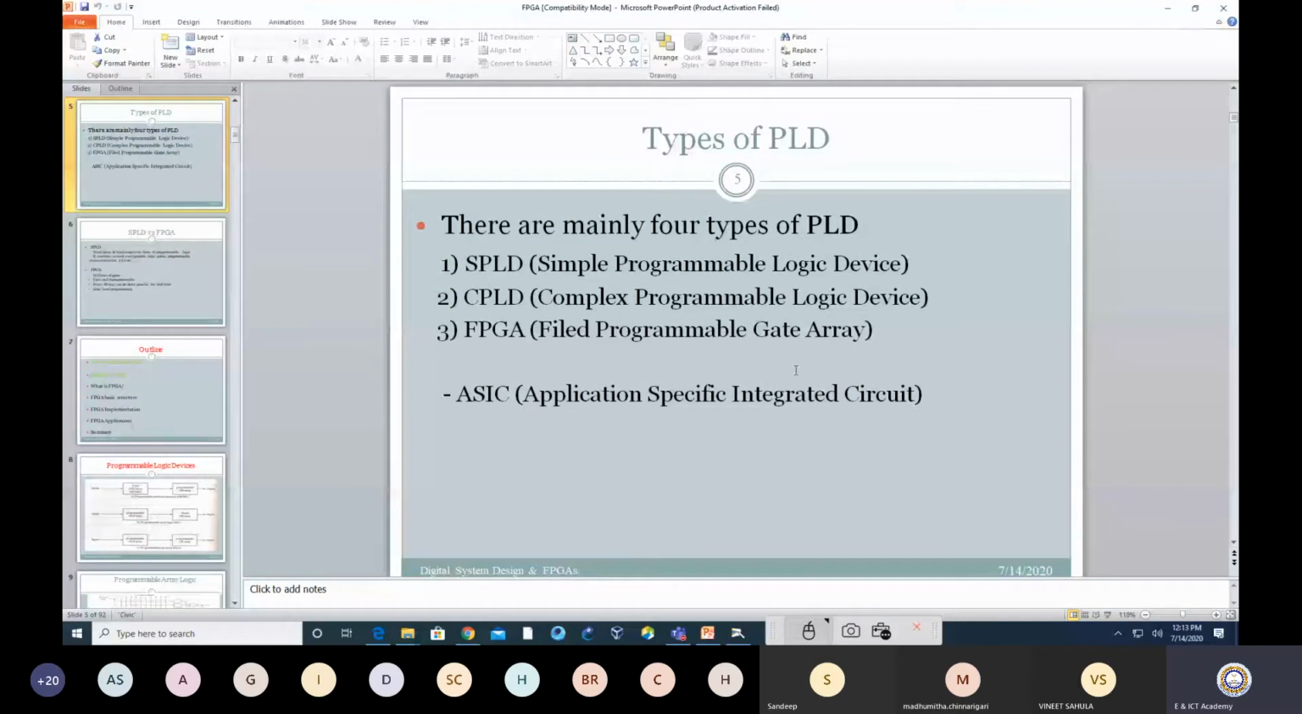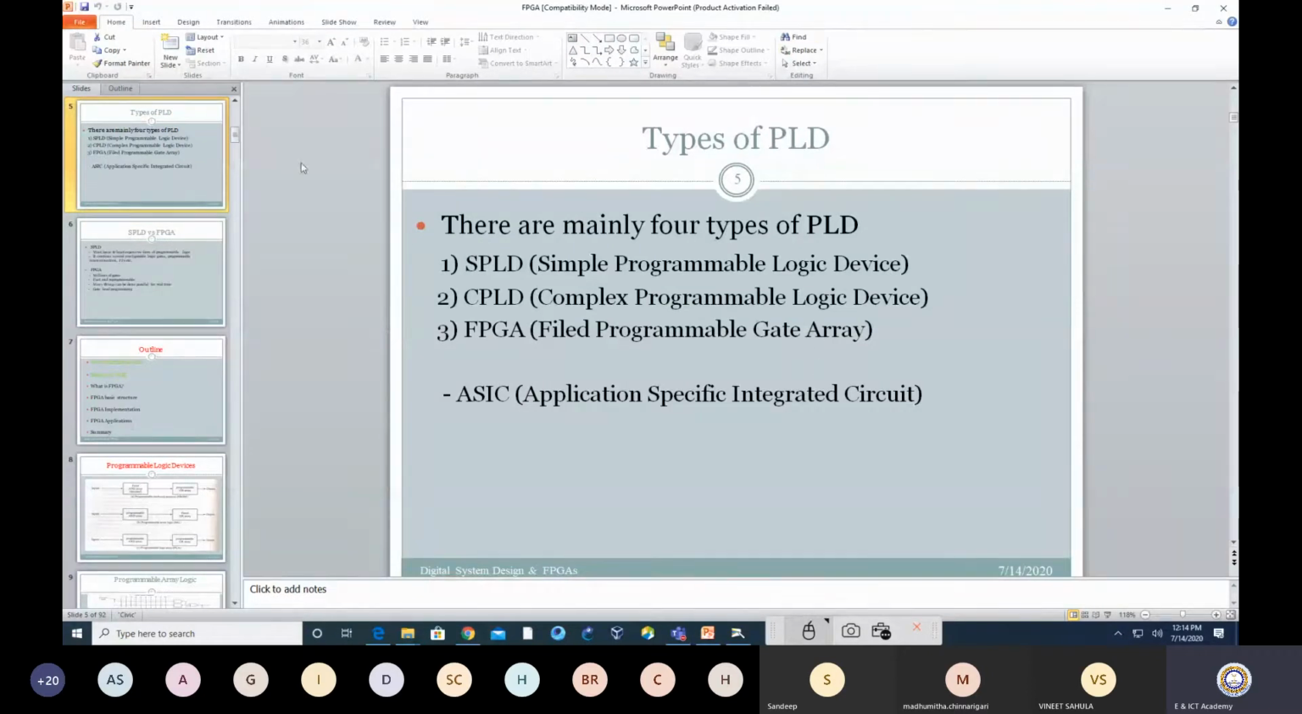Now, the types of PLD that we have are SPLD, which is a simple programmable logic device, CPLD, which is a complex programmable logic device, and FPGA. Simple programmable logic devices are logic devices where you have a fixed kind of AND-OR structure. Then we have a CPLD, and the latest one is FPGA. I have put ASIC also, but please ensure that this ASIC is not programmable.